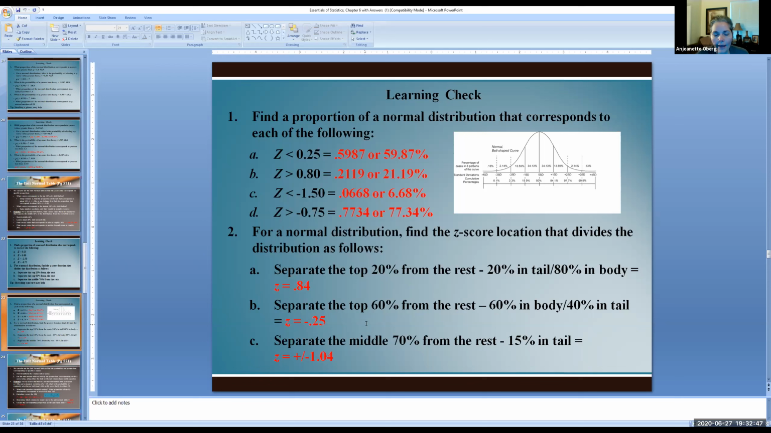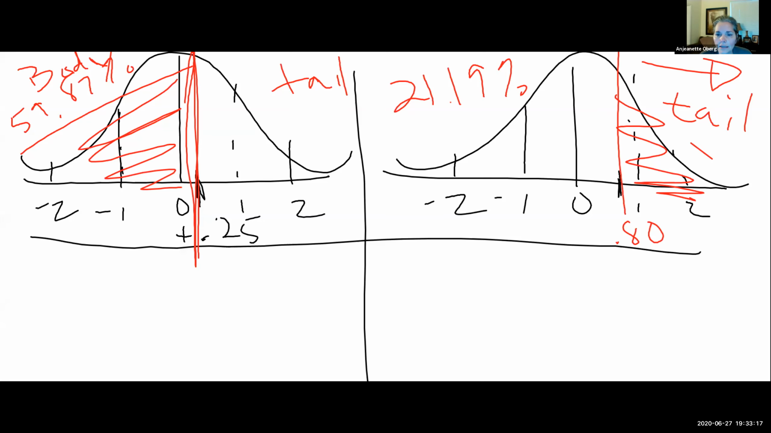Now let's go to the other and look at number 2. For a normal distribution, find the z-score location that divides the distribution as follows. Now I'm looking at boundaries: what separates the top 20% from the rest. So it's asking me for the z-score that does that. So I'm going to go ahead and clear this.